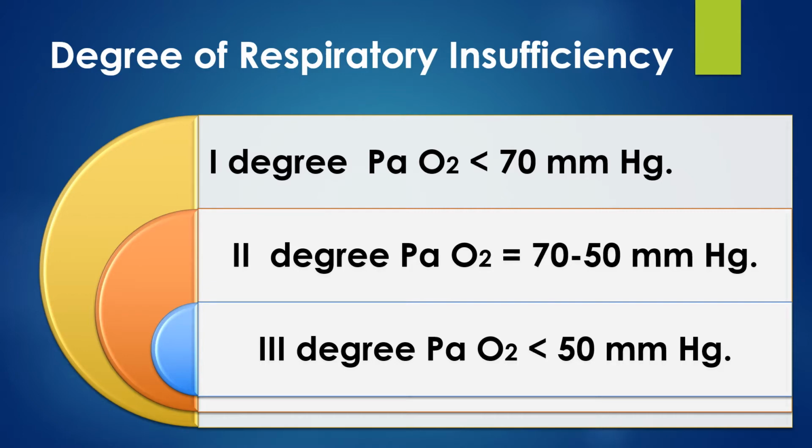In this case, the body's need for oxygen at rest is ensured by compensatory mechanisms. But when patients perform light physical work, dyspnea occurs. In respiratory failure of the third degree, partial pressure of oxygen is below 50 mm mercury. Even in the state of complete rest, dyspnea and cyanosis of skin are observed. Hypoxemia cannot be completely compensated. Organs and tissue undergo deep hypoxia.